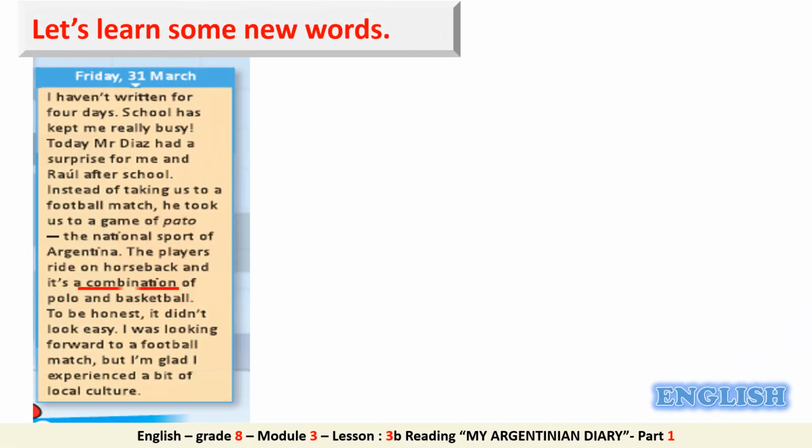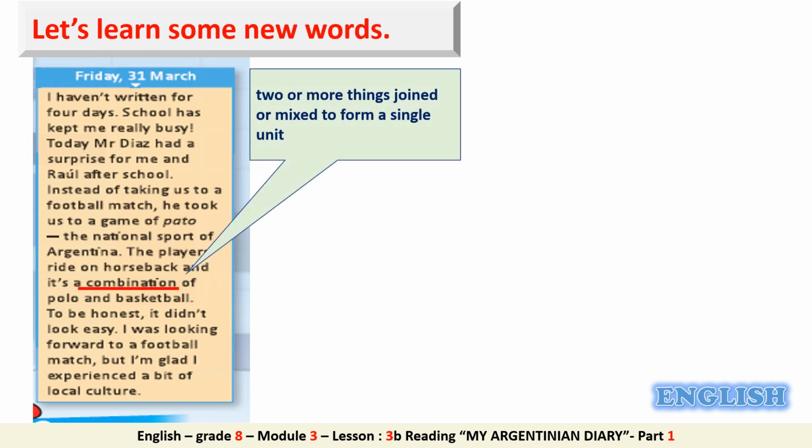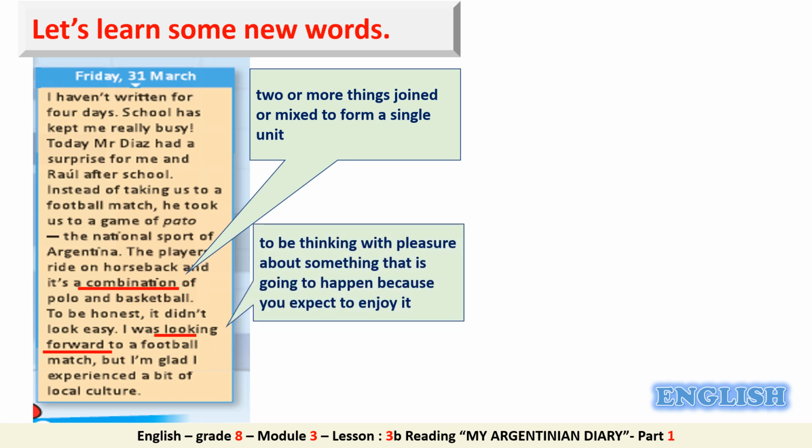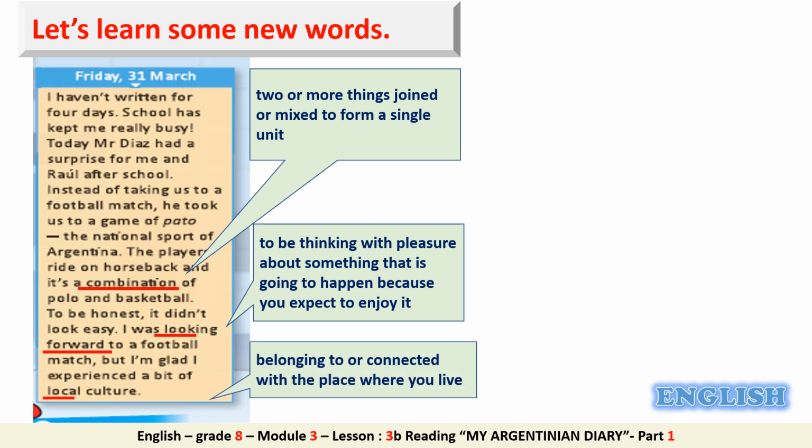Also, we have the word combination. It is a noun which means two or more things joined or mixed to form a single unit. Then we have the phrasal verb looking forward to, which means to be thinking with pleasure about something that is going to happen because you expect to enjoy it. Then we have the adjective local, which means belonging or connected with the place where you live.